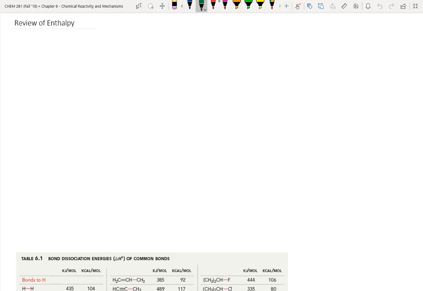So I heard that the Chem 163 students are covering enthalpy and entropy right now, so it's perfect timing. We're going to start off Chapter 6 by reviewing enthalpy a little bit. Does anybody remember what enthalpy is a measure of?